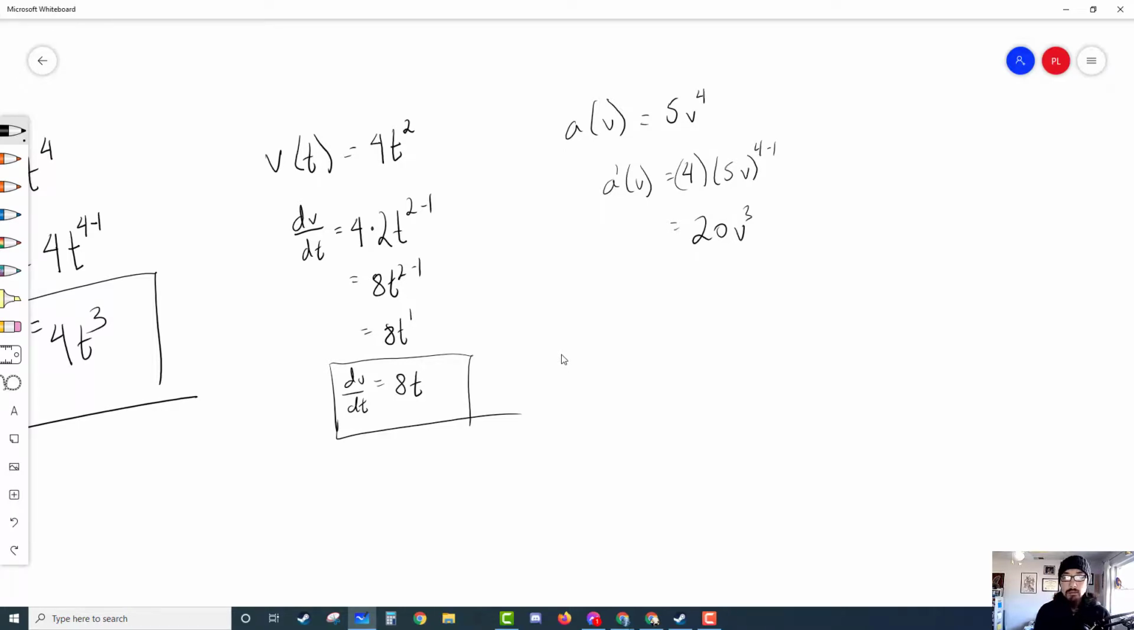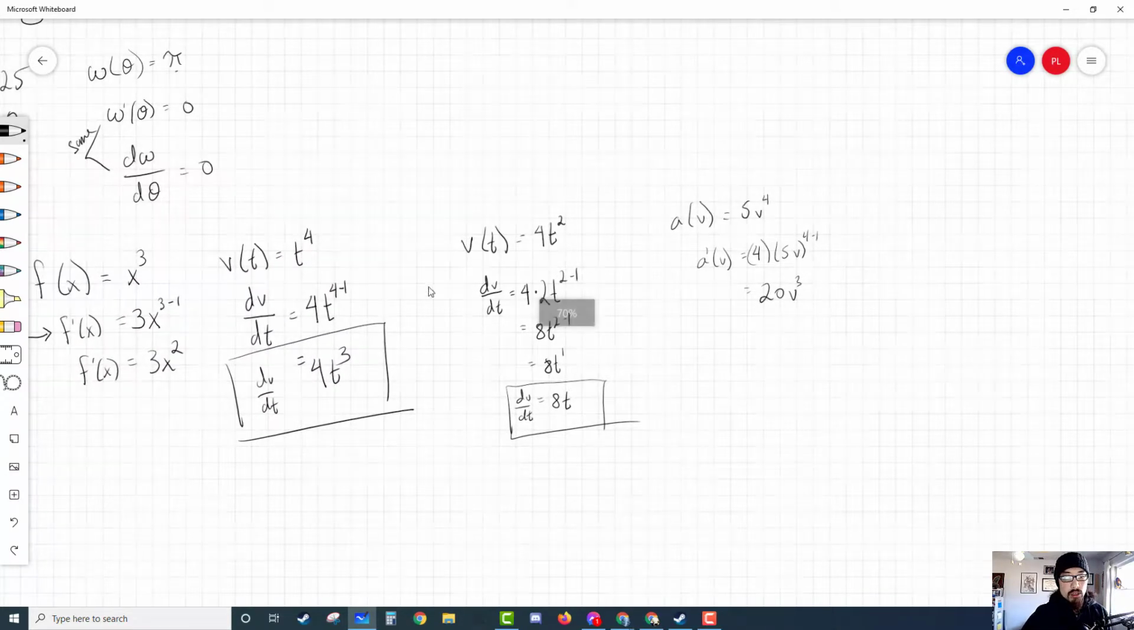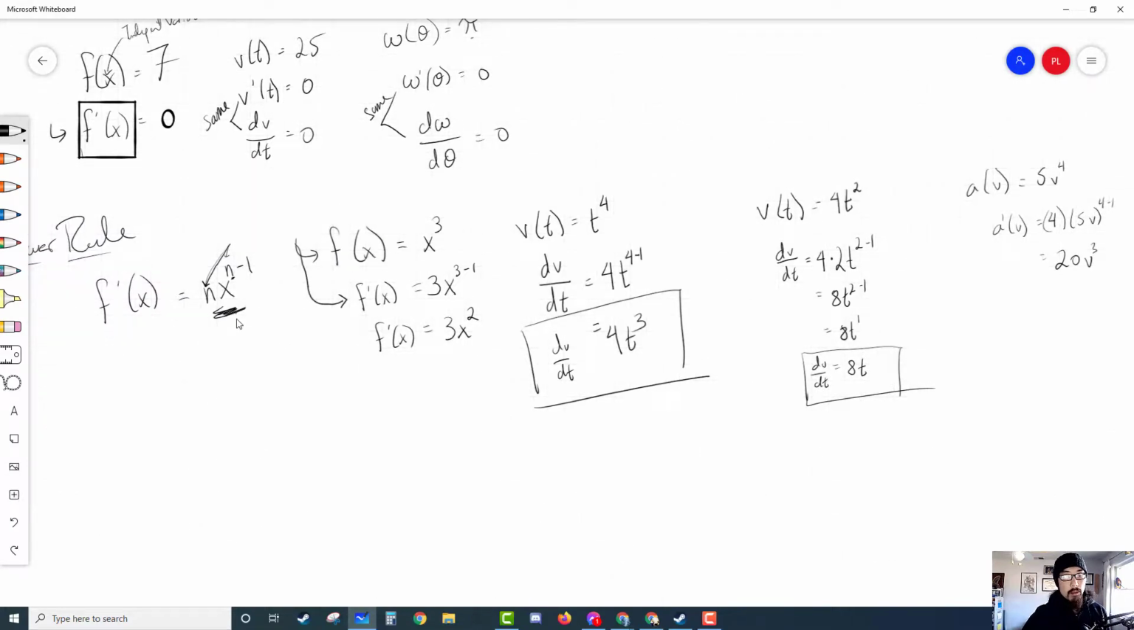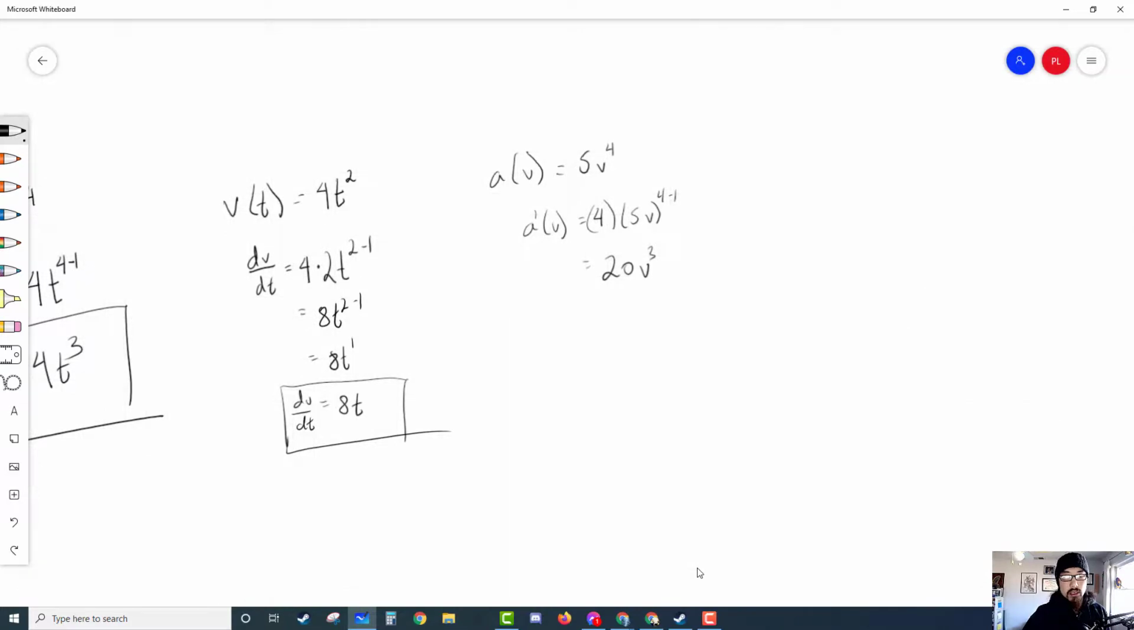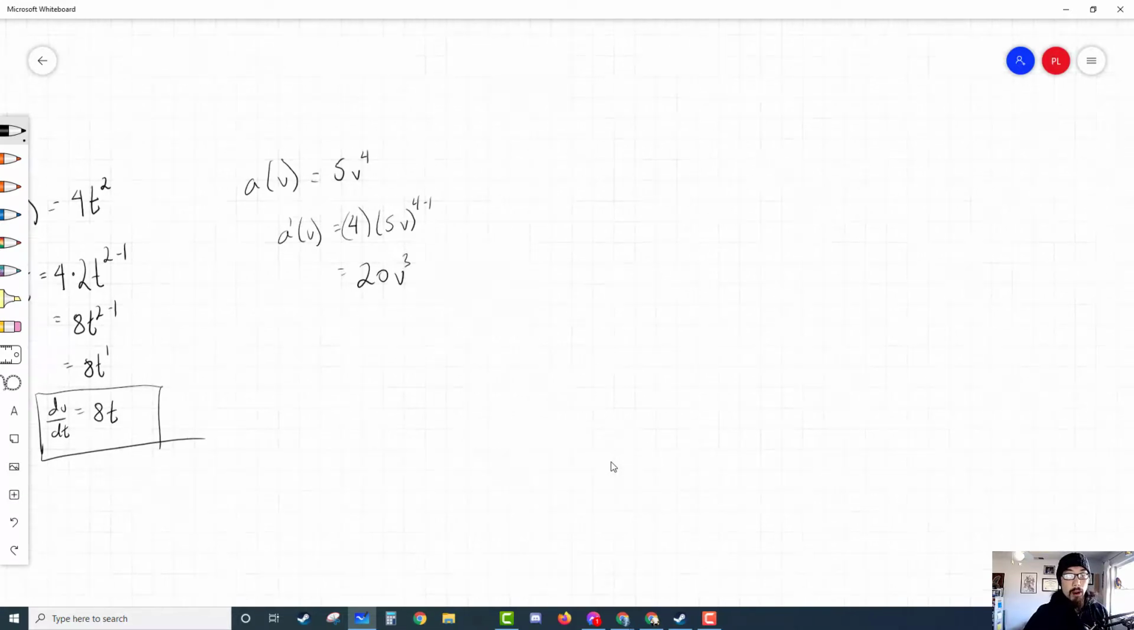By now you should be picking up on the shortcuts. You don't have to be memorizing this form of the equation. The rule simply is you take your exponent and multiply it by the constant in the front, and you just reduce the exponent by 1. So that's it for the power rule.